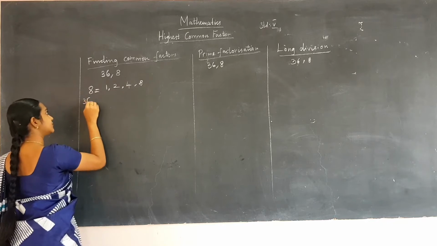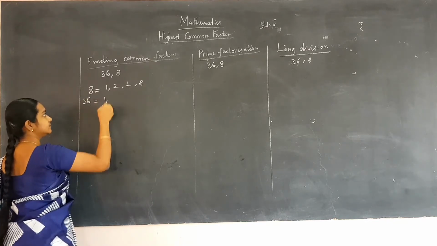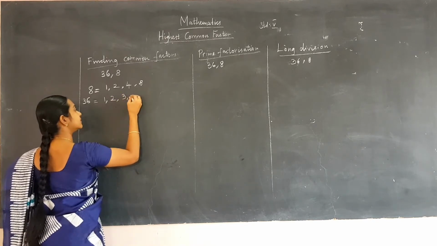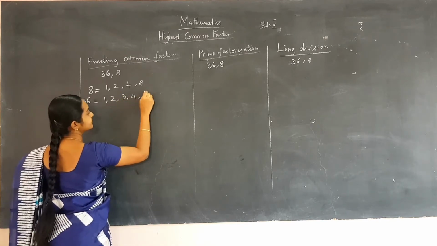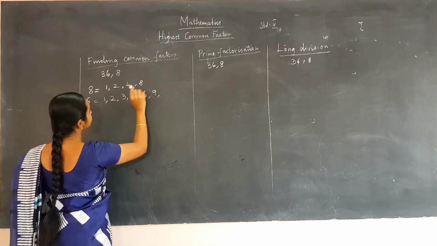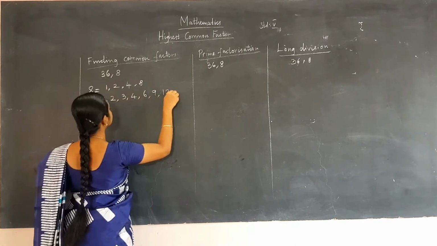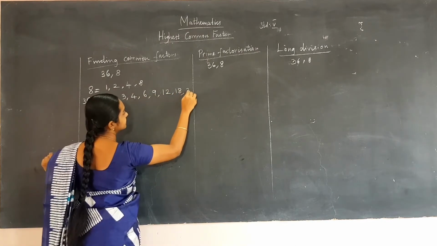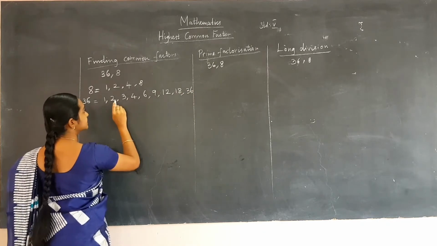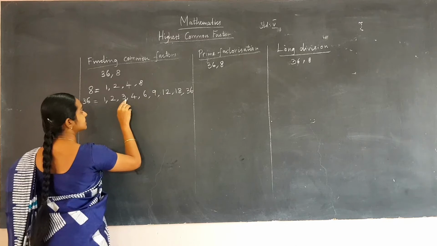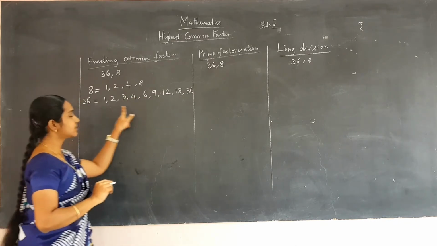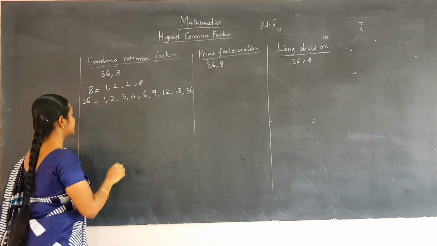The factors of 36 will be 1, 2, 3, 4, 6, 9, 12, 18 and 36. 1 into 36 is 36, 18 into 2 is 36, 12 3s are 36, 9 4s are 36, 6 into 6 is 36. These are the factors for number 36.